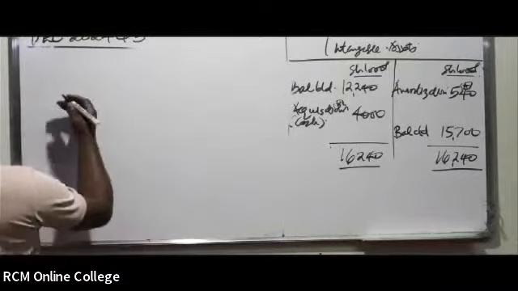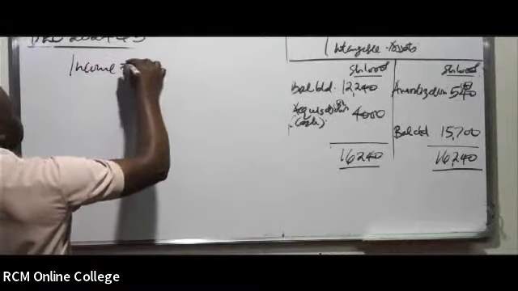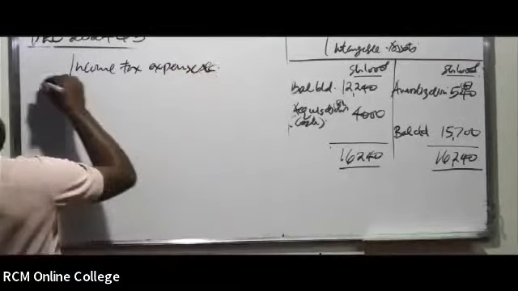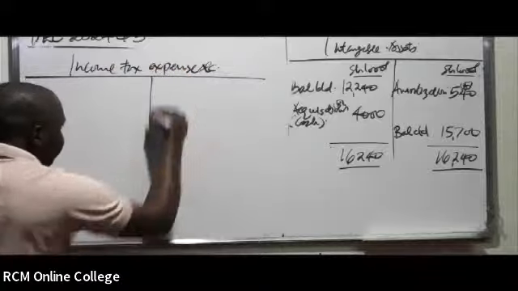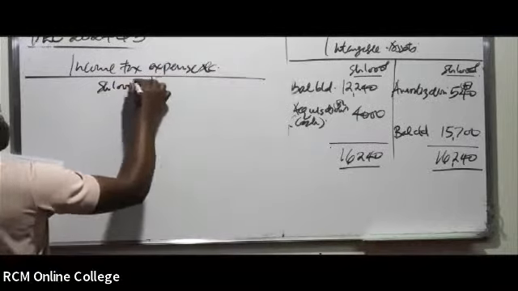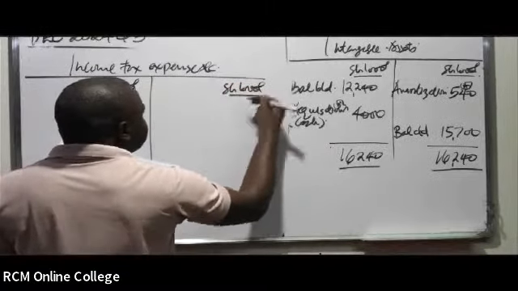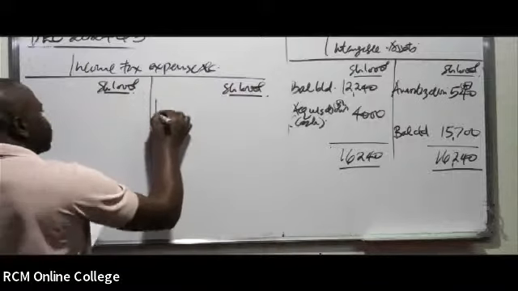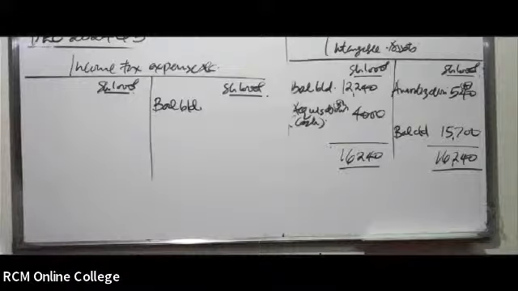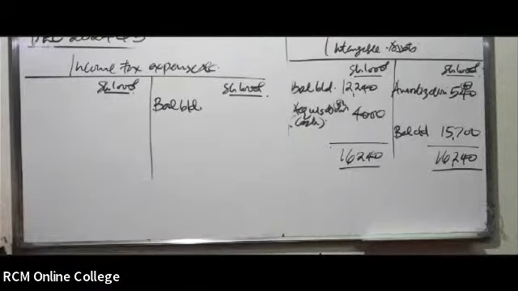Compute it. And how do you compute it? You come up with an income tax expense account. The income tax expense account will have two compositions. The balance is a liability, and therefore the opening figure is actually on the credit side.